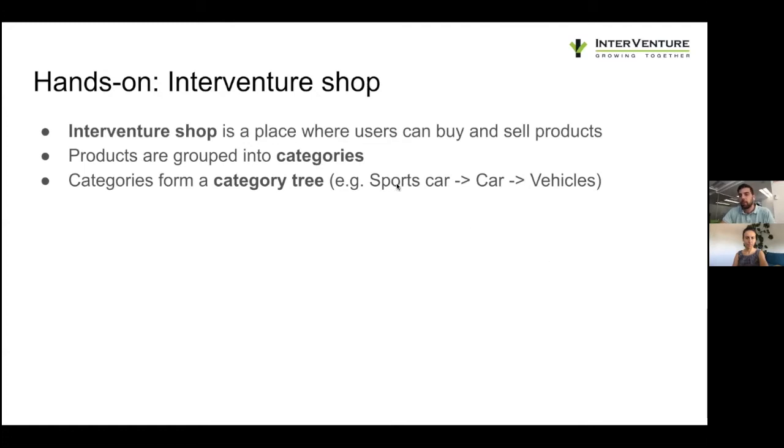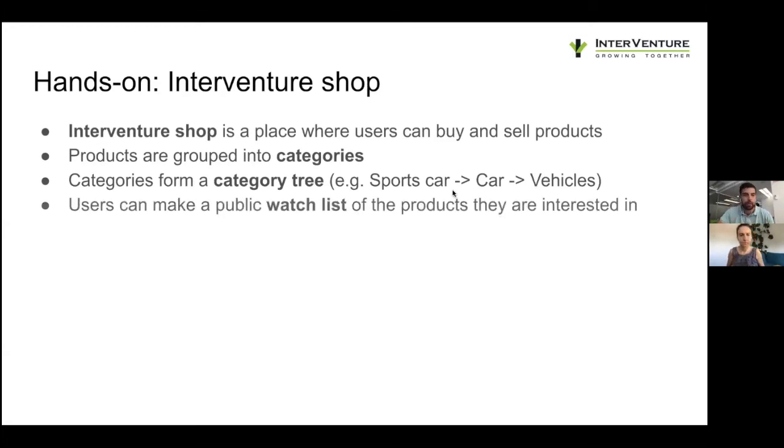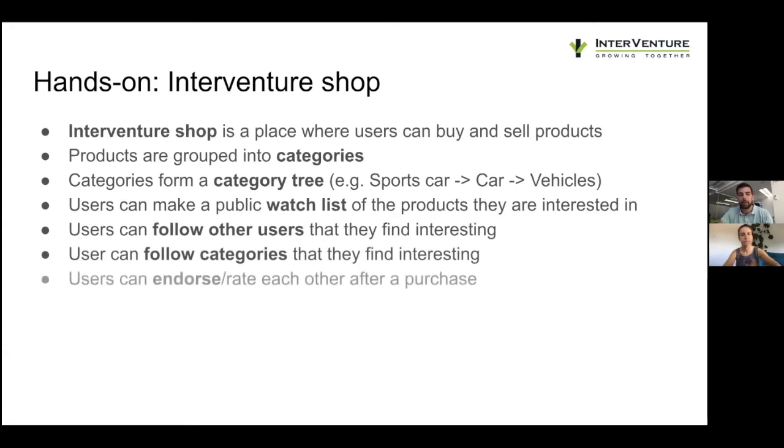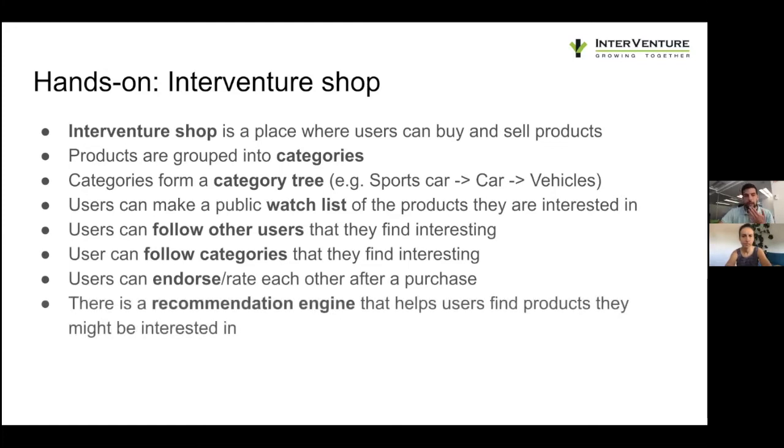For example, sport car belongs to car, which belongs to vehicles. Vehicles can also contain some other subcategories and so on. So they form a tree. Users can make a public watch list of the products they're interested in. Users can follow each other if they find each other interesting. Users can follow categories that they find interesting. Users can endorse each other after a successful purchase. And we're going to build a recommendation engine in the database that helps users find products that they might be interested in.